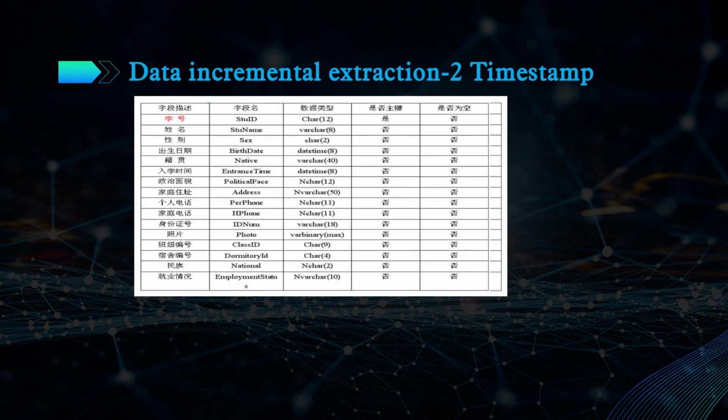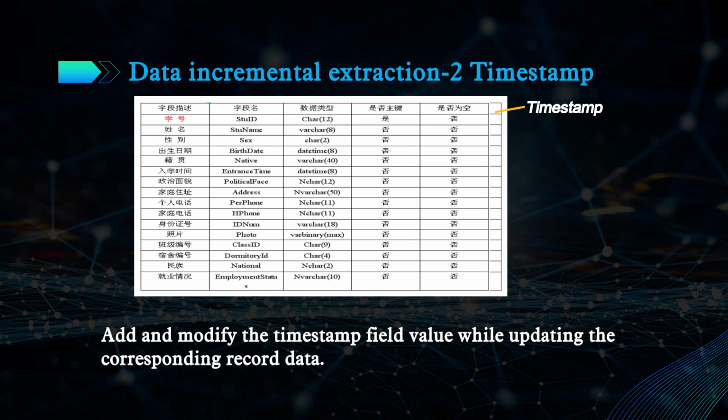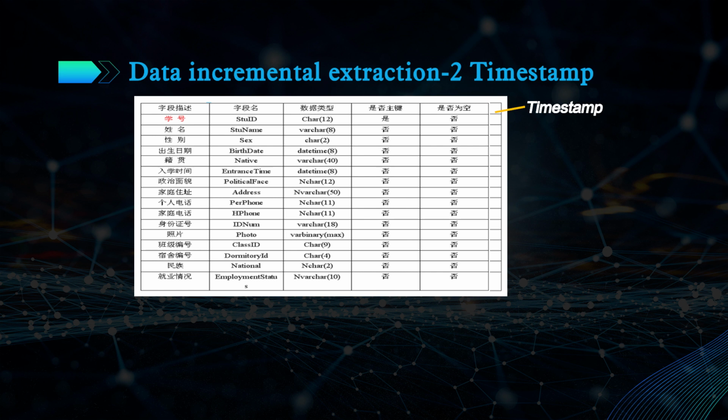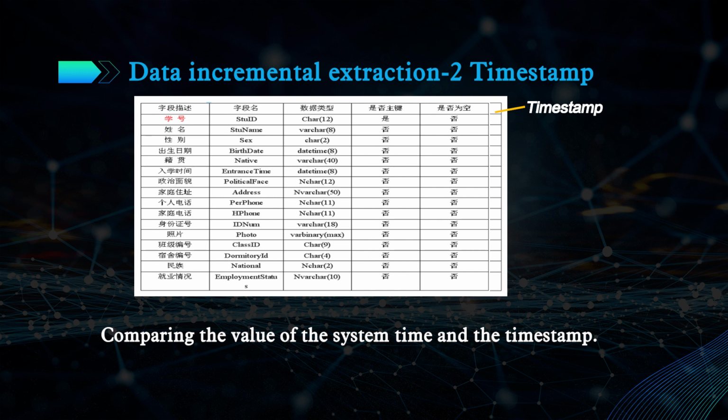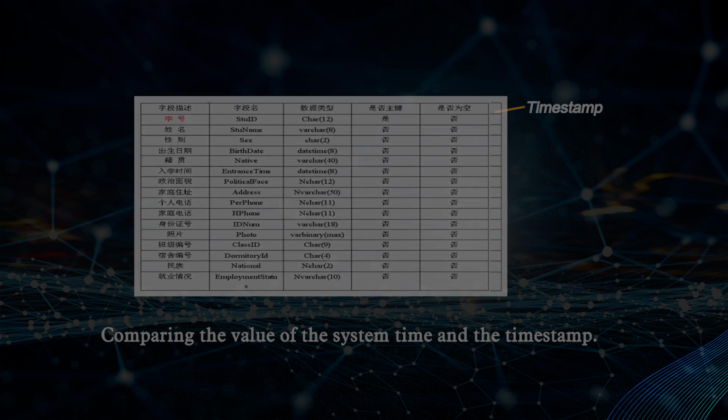The second incremental extraction method is timestamp. The timestamp method adds a timestamp field to the original table and updates the value of the timestamp field every time the corresponding table record is modified. When extracting data, determine which data to extract by comparing the value of the last extraction system time and the timestamp field of each record.